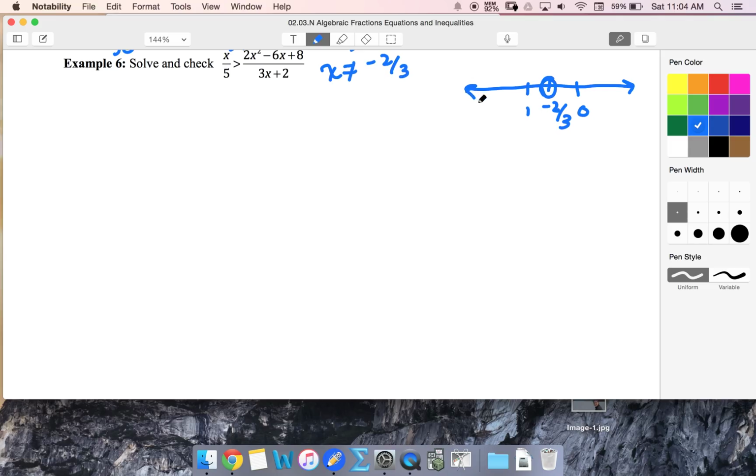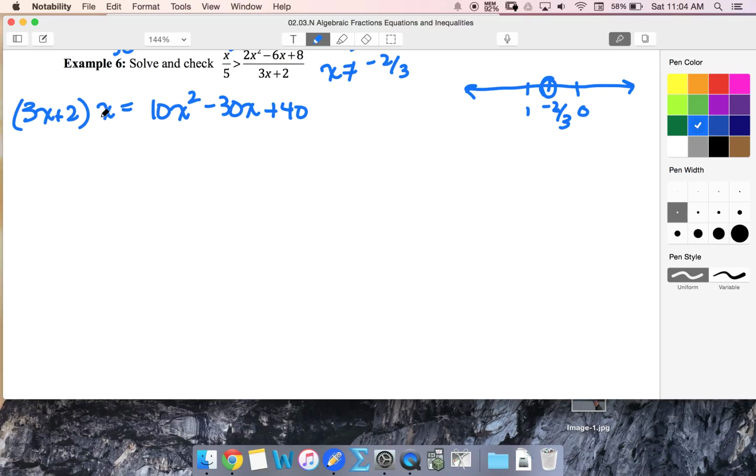The other thing I want to look for to add to this line is any place that these are equal. I don't want equal, so that would also be an open circle, but I want to know, is this line x over 5 ever going to be equal to whatever shape this rational makes? So let's try and solve that equation. I'm going to cross multiply and make it an equation. So 3x plus 2 times x equals 10x squared minus 30x plus 40.